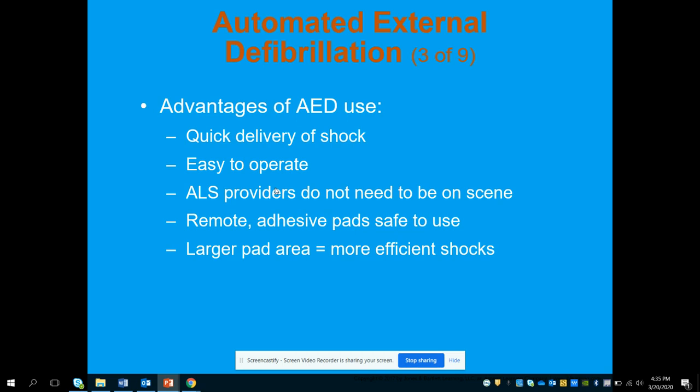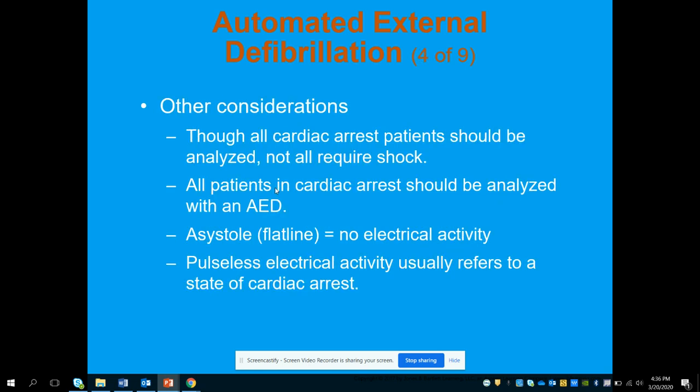We want to make sure we are getting good pad contact. So again, if we need to shave that chest area, if we need to wipe the patient down, if they're very sweaty or wet, we want to remove them from any puddled and standing water. We want to make sure that we remove any nitroglycerin patches or other pain medication patches that may be on the patient's skin, as that could cause burning to their skin.